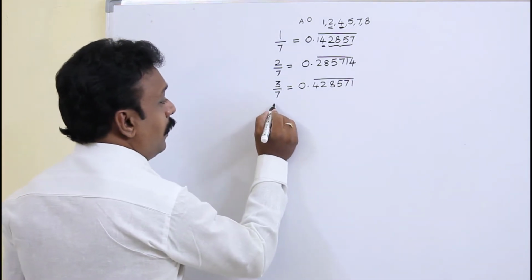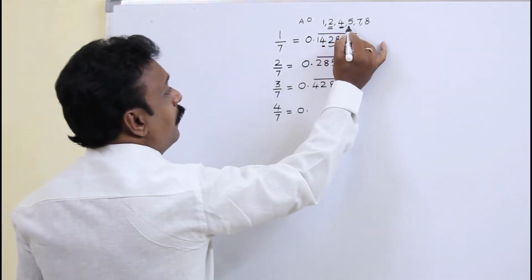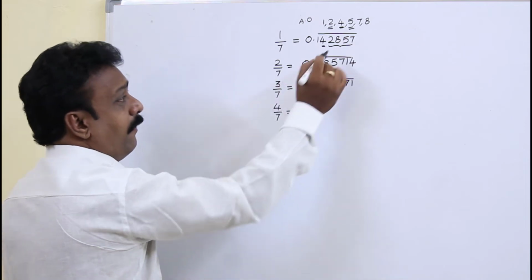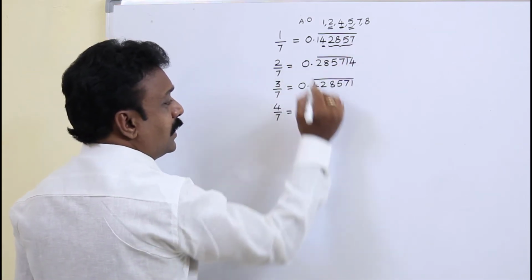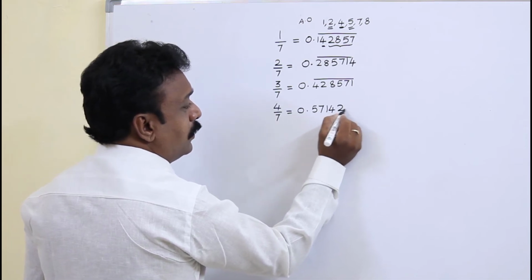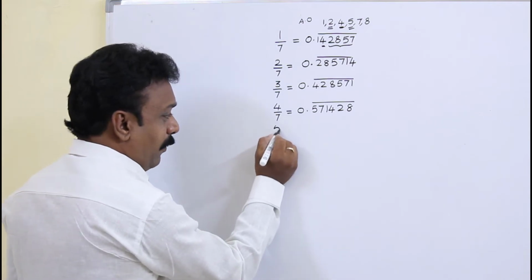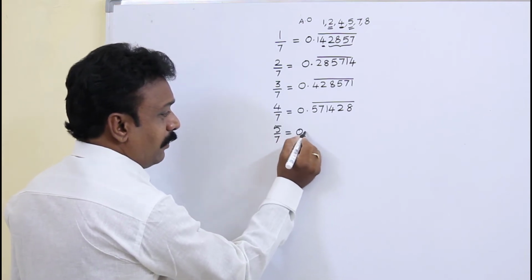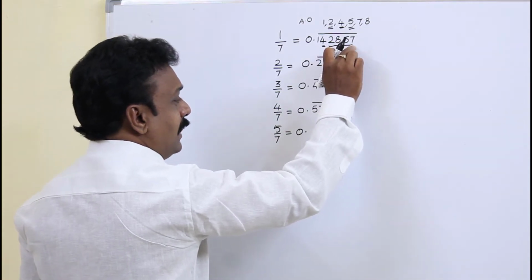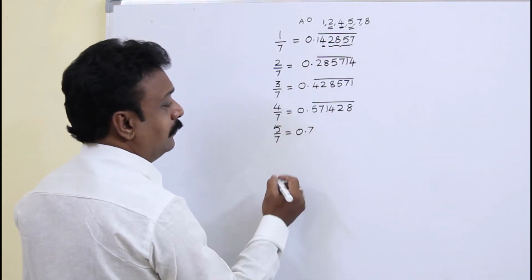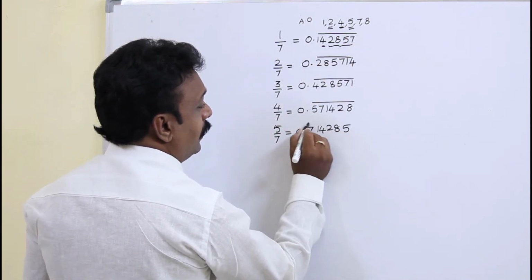Now, 4 by 7, 0 point, fourth smallest digit, 5. So, let us start with 5, 7, come to the starting point, 1, 4, 2, 8 under bar. Next, 5 by 7. Now you can speed up. 7. So we have 7 here. Let us start with 7: 7, 1, 4, 2, 8, 5.